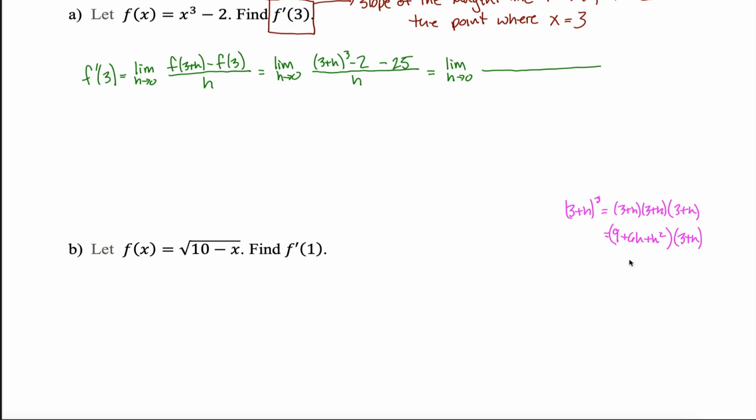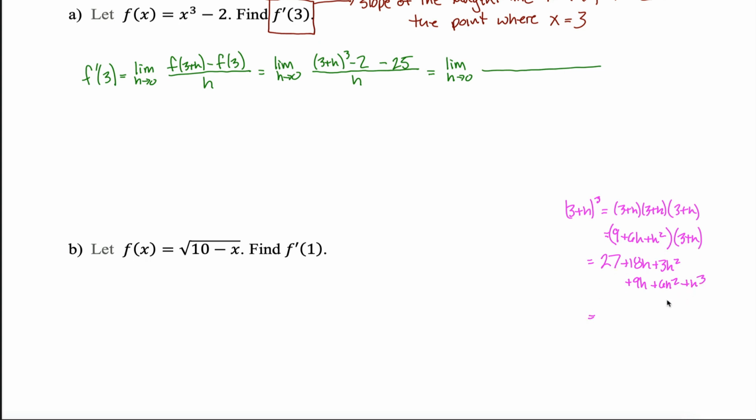So maybe I'll first take the 3 and multiply by each of these terms. 3 times 9 gives me 27. 3 times 6h gives me 18h. And 3 times h squared gives me 3h squared. The 3 has been multiplied by each of these terms. Now I got to make sure the h gets multiplied by each of these terms. The h times the 9 gives me 9h. Maybe I'll write that down here. The h times the 6h gives me 6h squared. And the h times the h squared gives me h cubed.